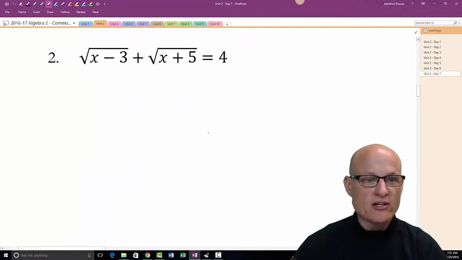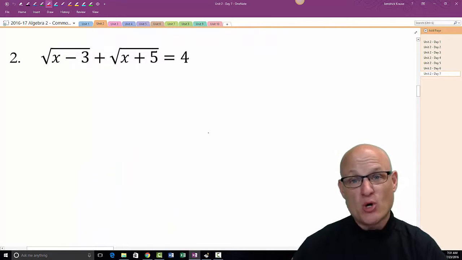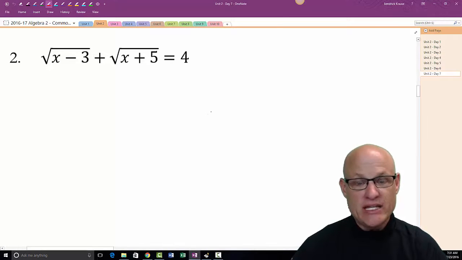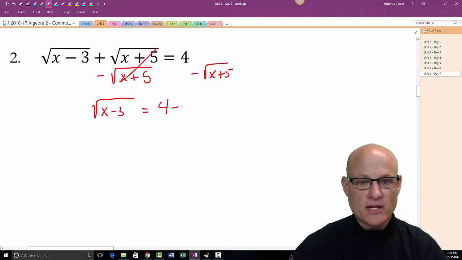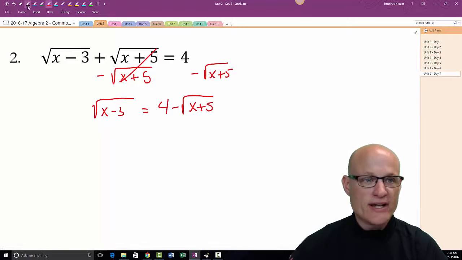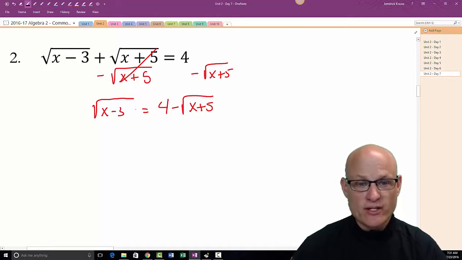All right. Notice here how we have two radicals on both sides. You're not allowed to have two radicals on both sides, so you need to move one of them. It doesn't matter which one we move. I'll just move this one. So what I end up with is x minus 3 equals 4 minus the square root of x plus 5. All right, so now I've isolated one of the radicals. I'm going to square both sides.